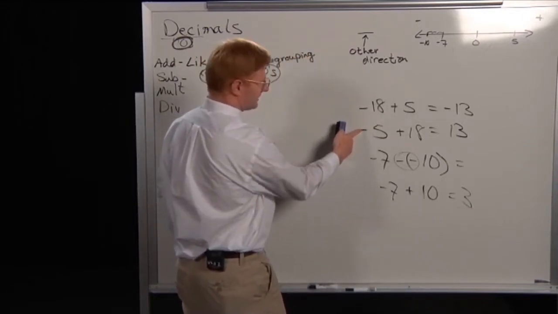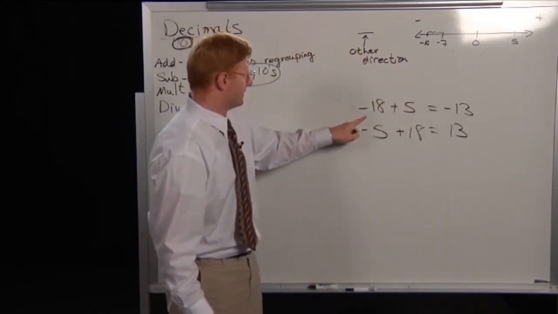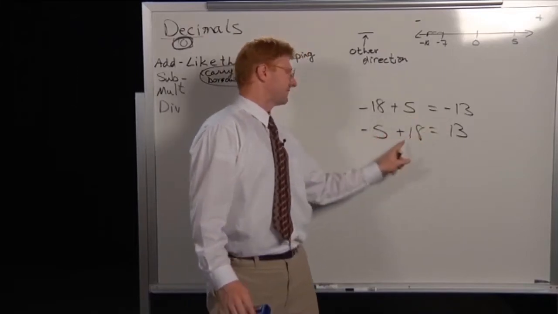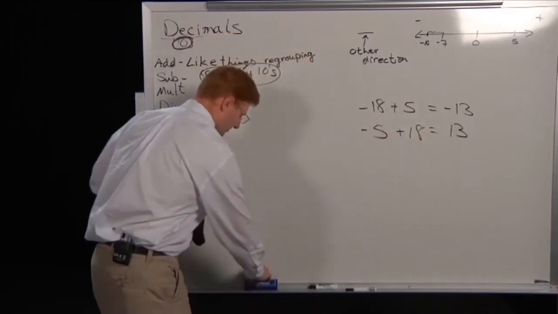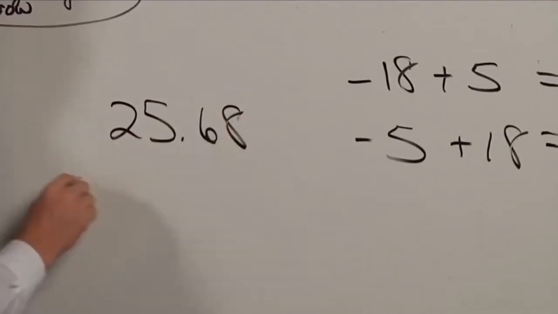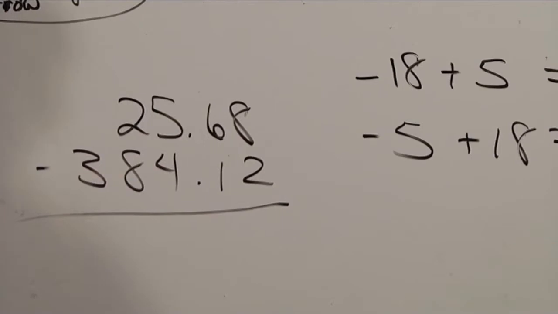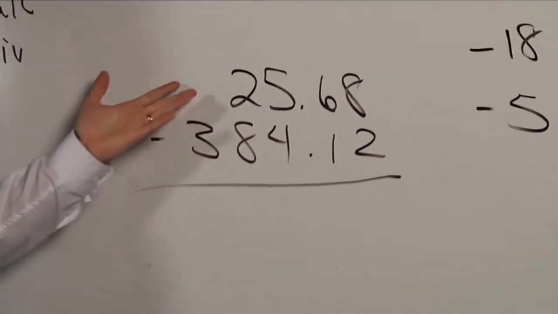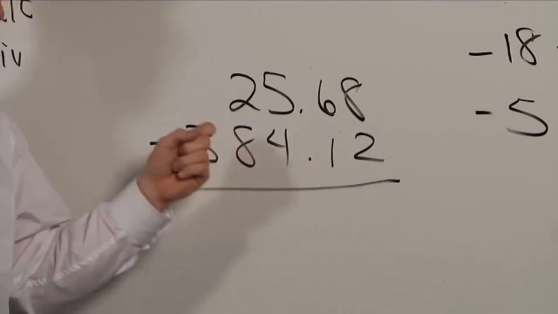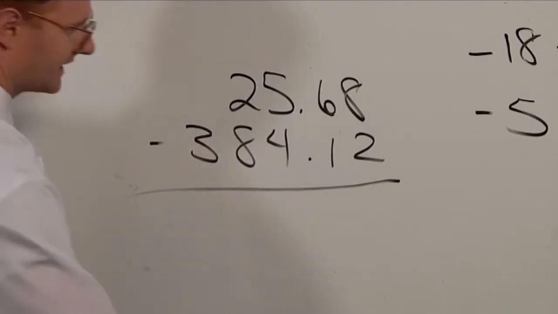Now, this little nifty contraption here is kind of nice: the 5 with the negative 18 is exactly opposite of a negative 5 with a positive 18. That's going to help you when you have tough problems such as this one. 25.68 minus 384.12. We have a major problem here. How do you do that kind of a problem? You've only got 25 and you're taking away 384. Well, you're going to end up negative, so that's the idea.